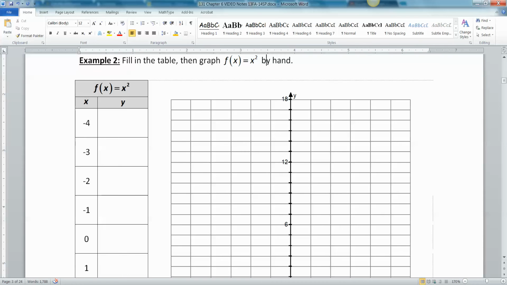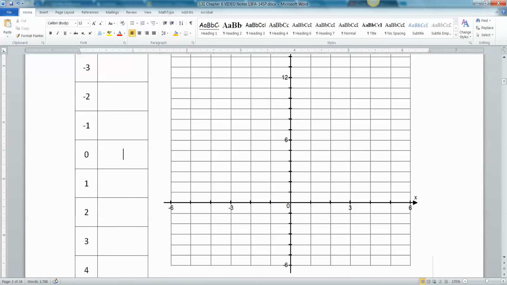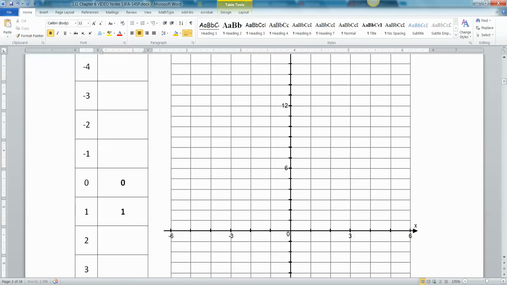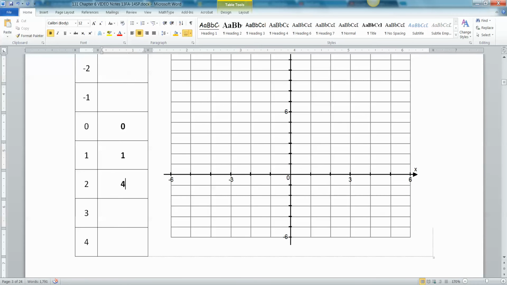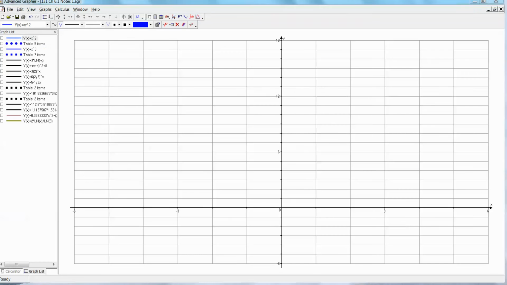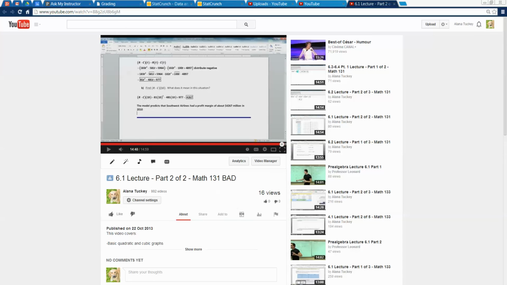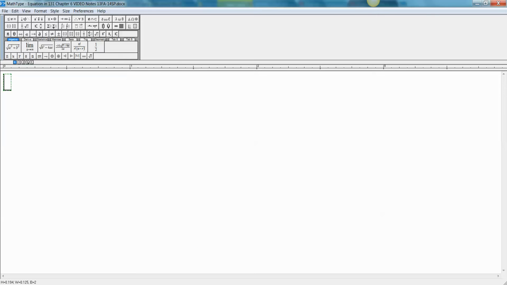Let's graph f of x equals x squared by hand. All right, so we can start off with, we know that 0 squared is 0, 1 squared is 1, 2 squared is 4, 3 squared is 9, 4 squared is 16, and so on. What about the negative values? If you take negative 1 and you square it, what will happen?